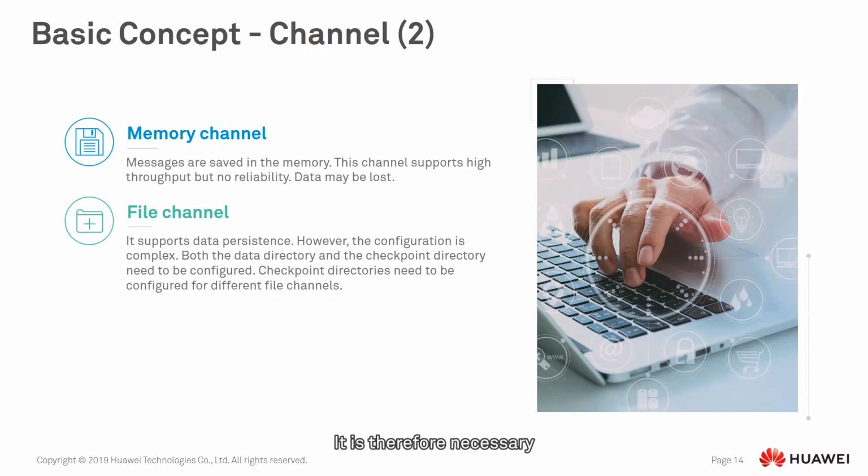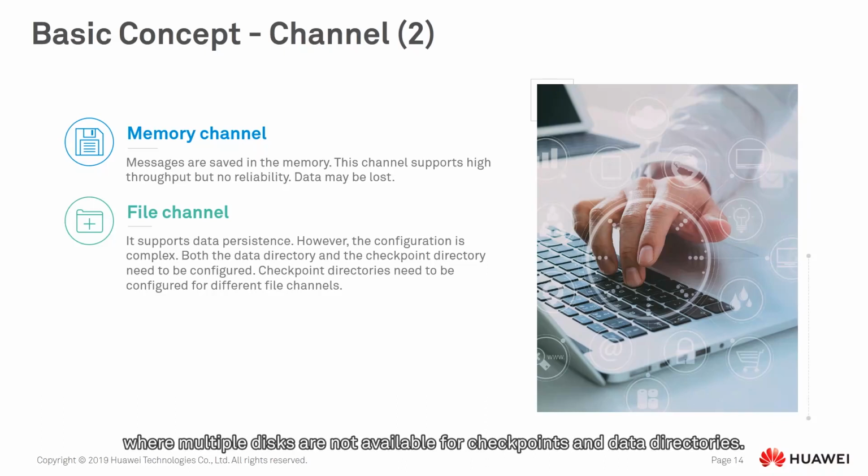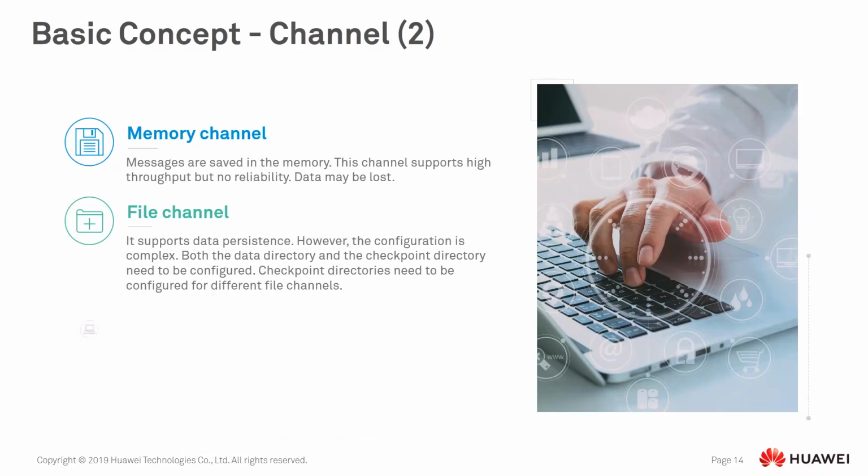It is therefore necessary that you provide explicit paths to all the configured channels, preferably on different disks. Furthermore, as file channel will sync to disk after every commit, coupling it with a sink or source that batches events together may be necessary to provide good performance where multiple disks are not available for checkpoint and data directories.